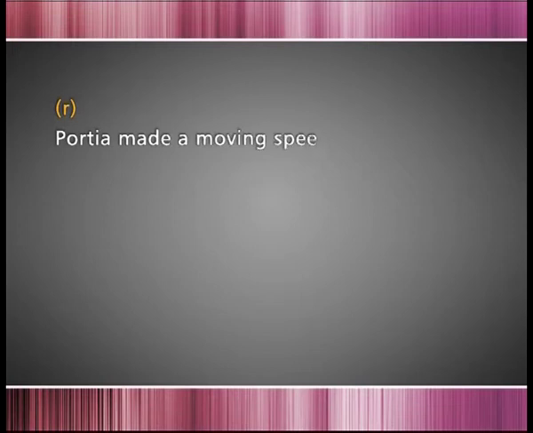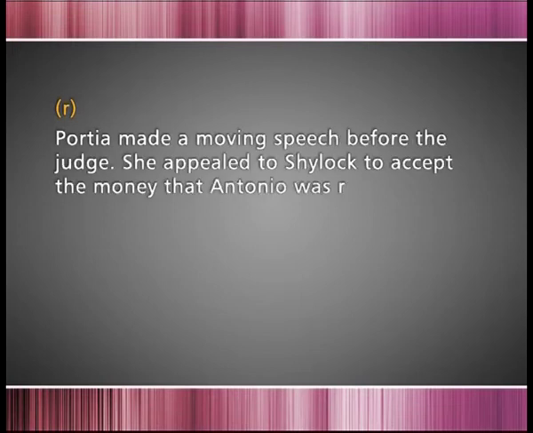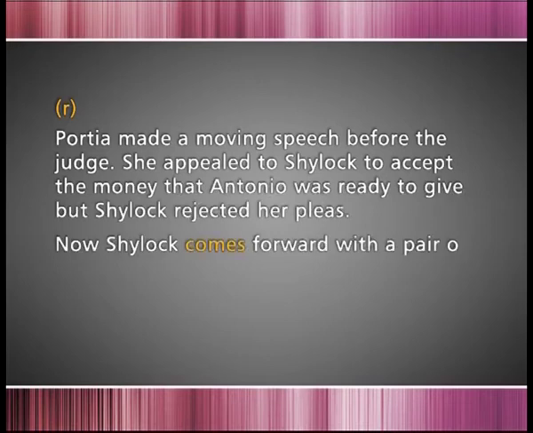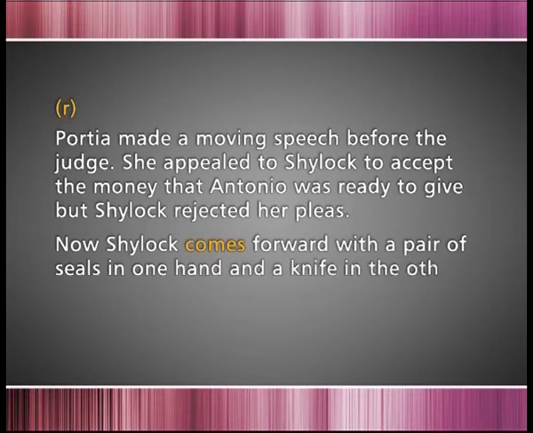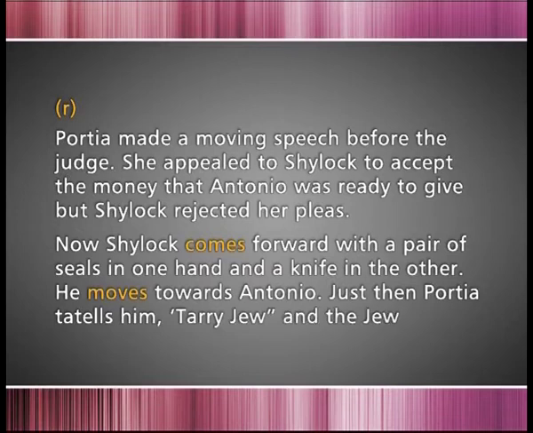R. Portia made a moving speech before the judge. She appealed to Shylock to accept the money that Antonio was ready to give, but Shylock rejected her pleas. Now Shylock comes forward with a pair of scales in one hand and a knife in the other. He moves towards Antonio. Just then Portia tells him, "Tarry, Jew," and the Jew stops. The present tense in the last three sentences describes a past event in a vivid and dramatic manner. When used in this way, the tense is called the historic present.